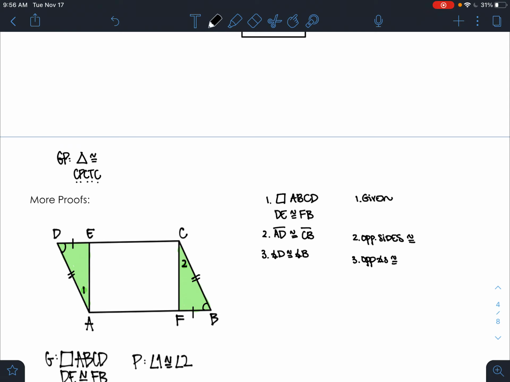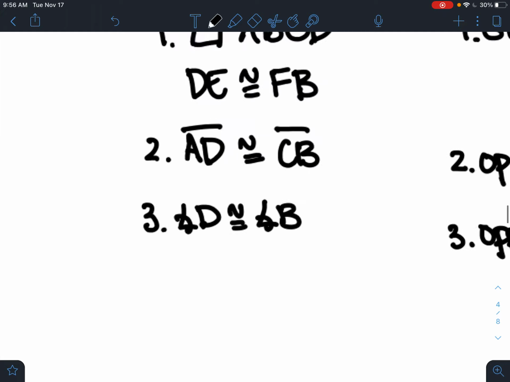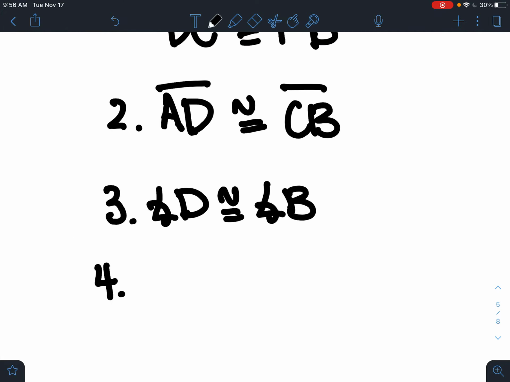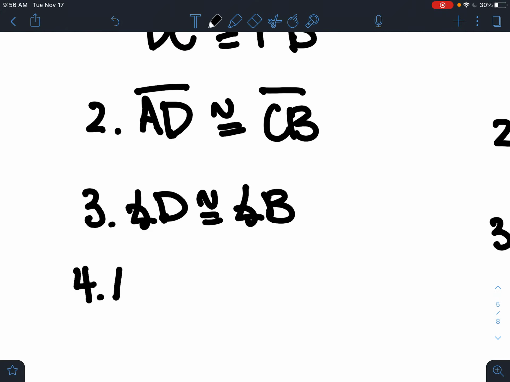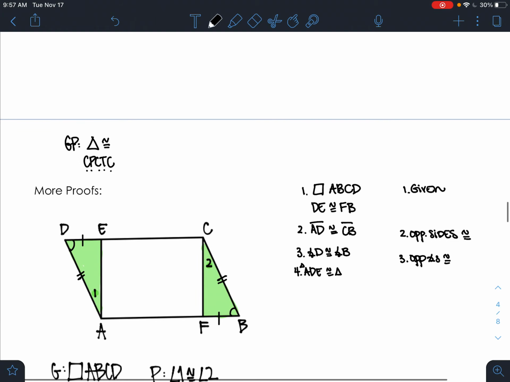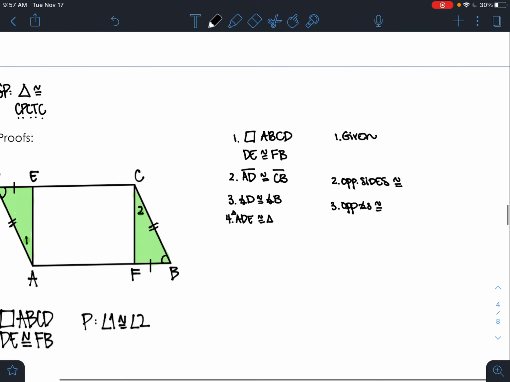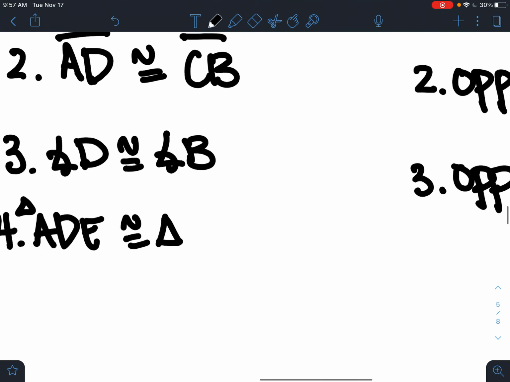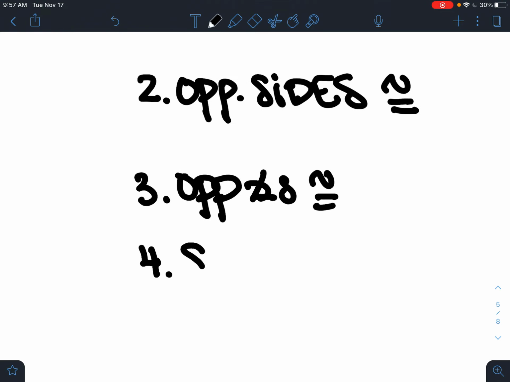And so now if we look at those green triangles that I have there, all right, can I prove them as congruent? And I can because of side angle side, right? Because I have my two sides and my included angle. So now I can state that triangle ADE is congruent to triangle CBF. And that's by side angle side.